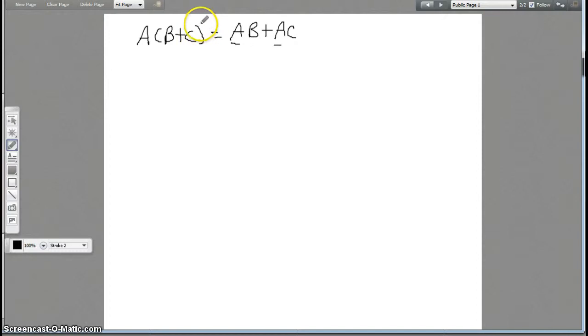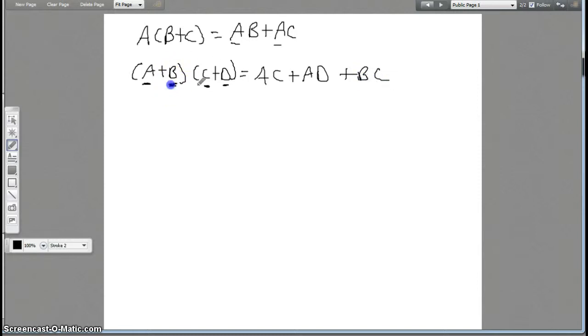If you have A plus B times C plus D, you're going to multiply your A by the C to get AC. You're going to multiply the A by the D to get AD. You're going to multiply the B by the C to get BC. And then you're going to multiply the B by the D to get BD.